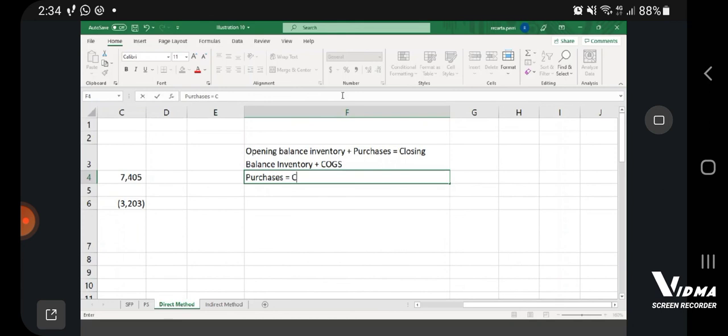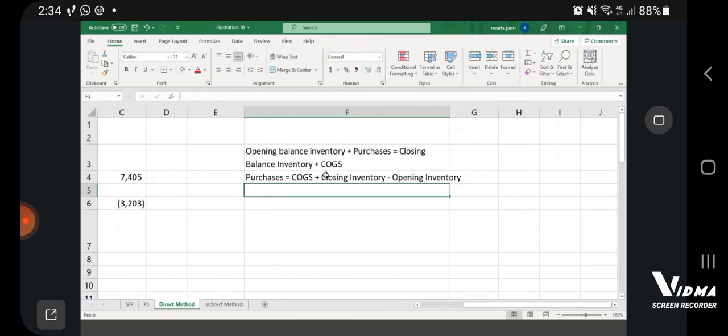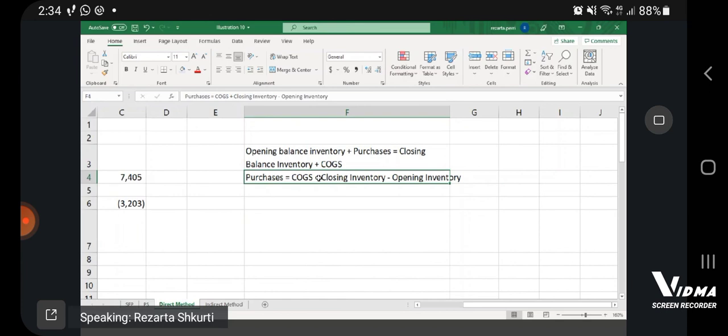Purchases will be equal to cost of goods sold plus closing inventory less opening inventory. So this is how we calculate the purchases of inventory. Again, this is not purchases of plants or machinery or equipment. This is purchases of inventory. We start with cost of goods sold, we add the closing inventory, and we deduct the opening balance.